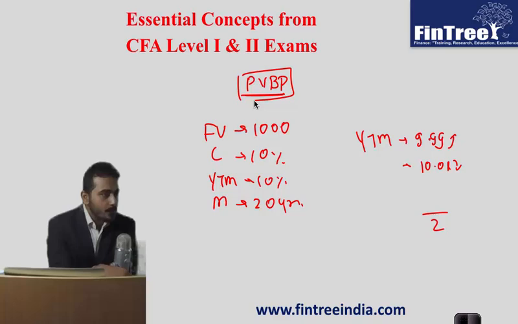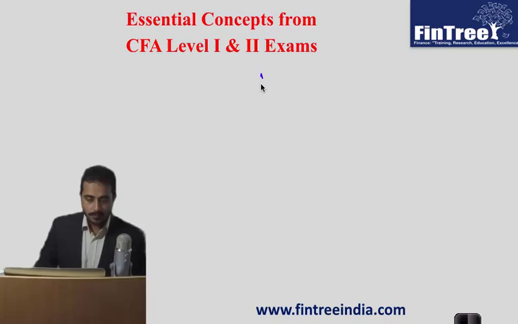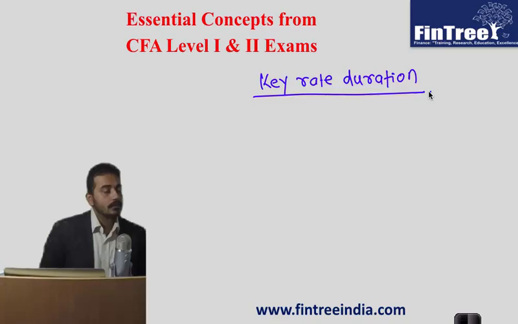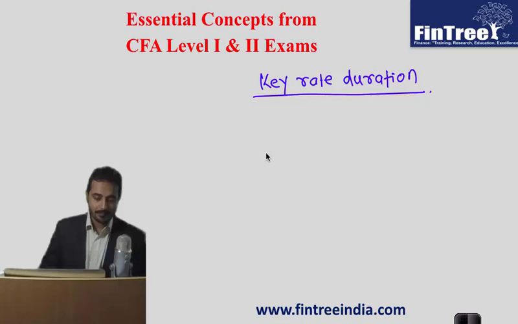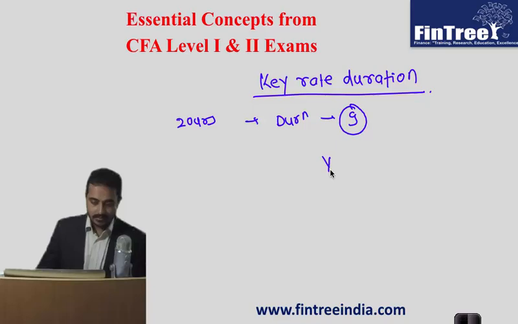Should we move on? Next concept that we saw at CFA Level 2 was key rate duration. DV01 is for 1 basis point, dollar value for 0.1%. So DV01 and PVBP are the same. Do you remember key rate durations? If you have a bond and let's say the maturity of the bond is 20 years and the duration of this bond is given as, let us say, 9. What this duration means is that when the yield changes by 1% across all maturities, that means it is assuming a parallel shift, bond price will change by 9%.